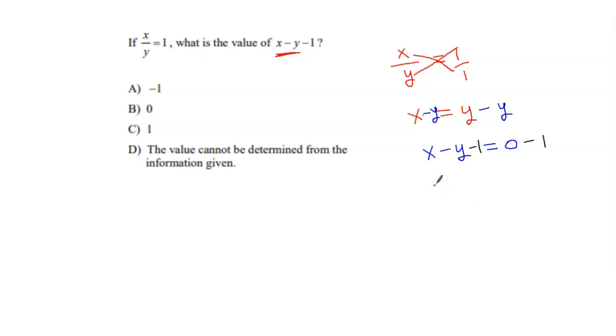And now let's operate. So we got x minus y minus 1 is equal to negative 1. And this is what they asked us for. So we look, and that is option A. So that's how you go about this question.